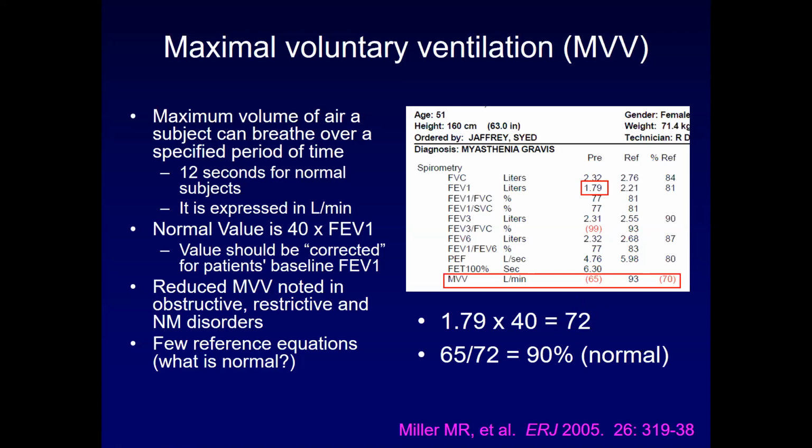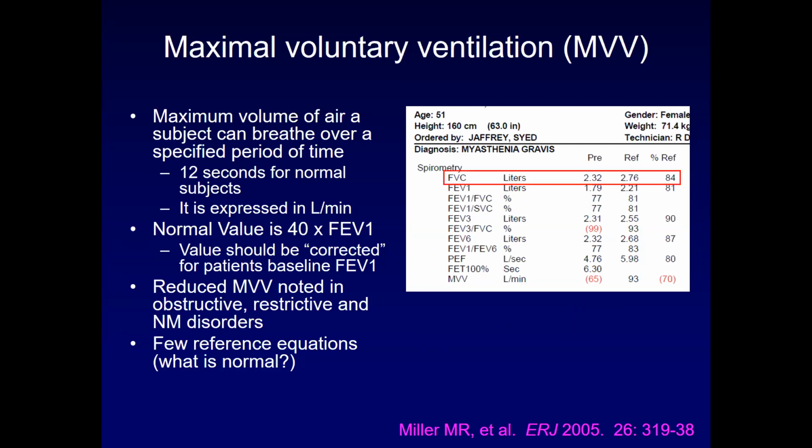MVV can be reduced in obstructive, restrictive, and neuromuscular disorders. It's also incredibly dependent on effort. So if a patient doesn't give you a good effort for 12 seconds, the number is going to be low. And one of the major problems with this measurement is that there are very few reference equations to know what normal is.